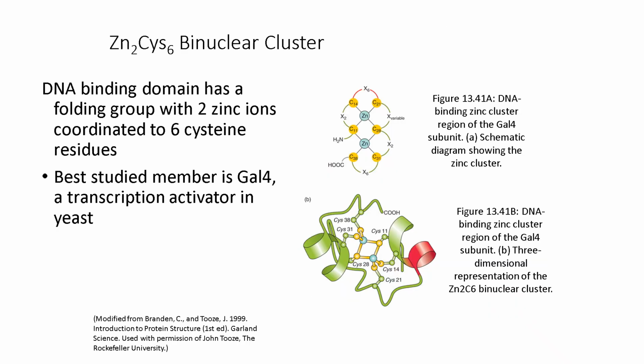The ZN2CY6 binuclear cluster motif uses 2 zinc ions coordinated by 6 cysteine residues to stabilize DNA binding domains. Gal4, a transcription activator in yeast, is the best studied example. This domain is essential for activating genes involved in galactose metabolism.